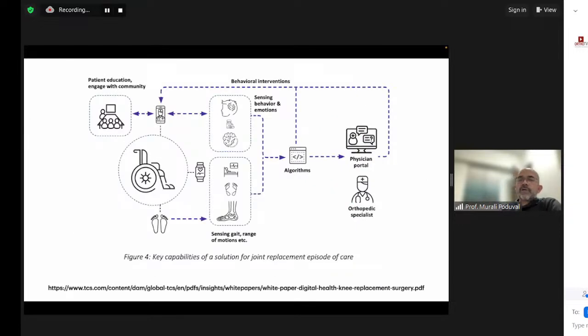And if you remember what I told you earlier from that map from Battalier et al., this is what we published, which is very similar, and it was published much before Battalier et al. On our website, is that we need algorithms at the base, but there are multiple factors which come into play if you have to design a solution for joint replacement. And this is our vision, wherein sensing behavior, sensing gait, sensing range of motion, getting physicians, orthopedic specialists, patient education portals, everything together is what we believe is the future of comprehensive rehabilitation.